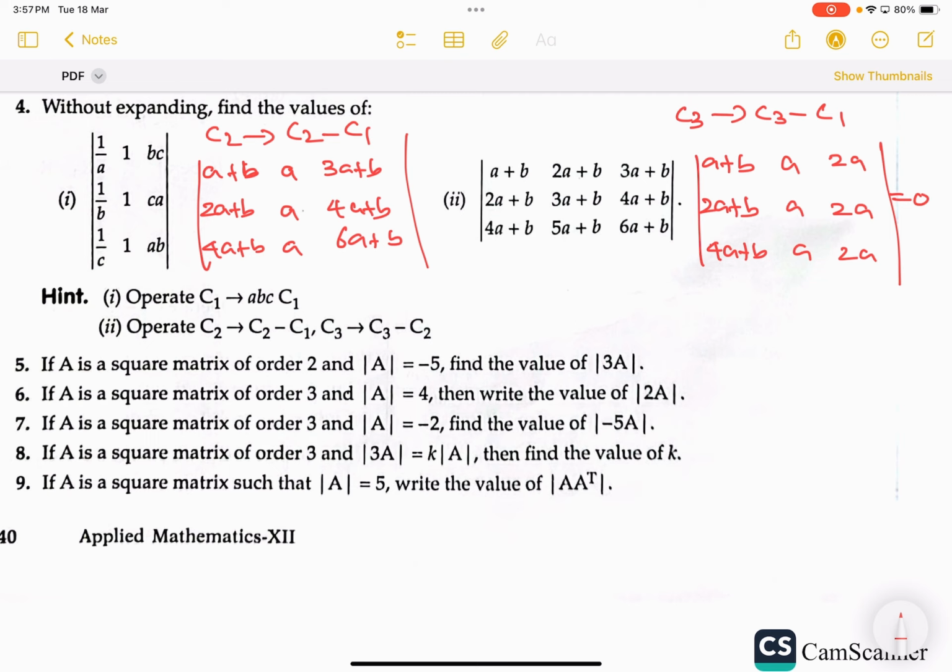Question number 5, all of you listen. If A is a square matrix of order 2, and the determinant of A is given, find the value of the determinant of 3A, which is equal to 3 to the power n times determinant of A. What is the order?